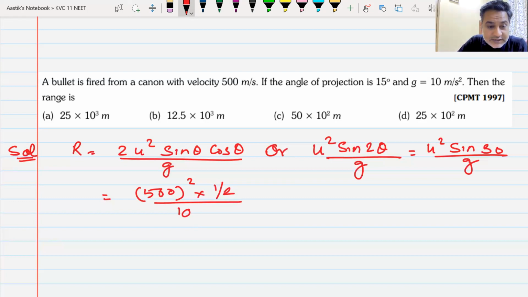Everyone got this? Yes or no? Can I have raised hand from everyone that we got this? Chalo. The next question comes. Give me the answer fast.